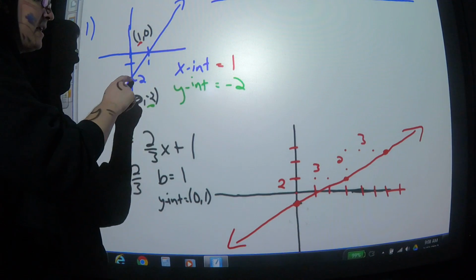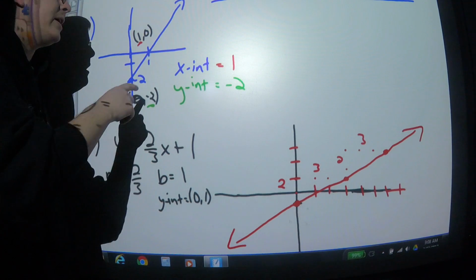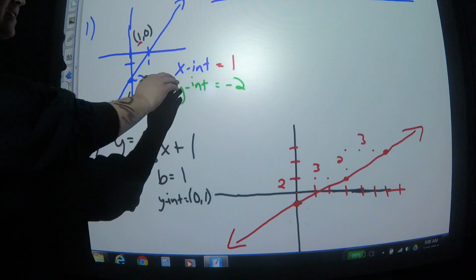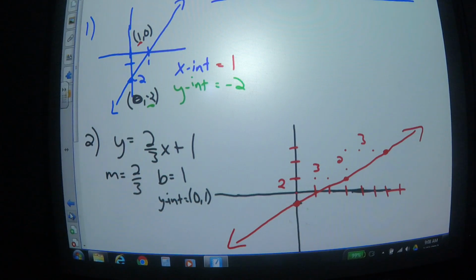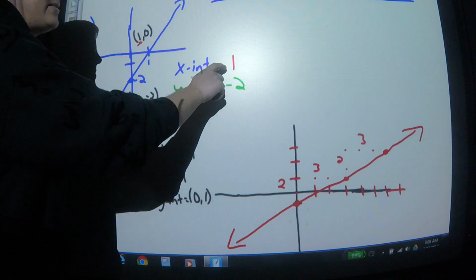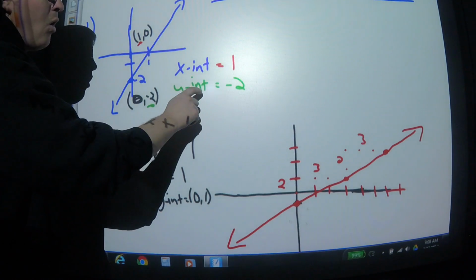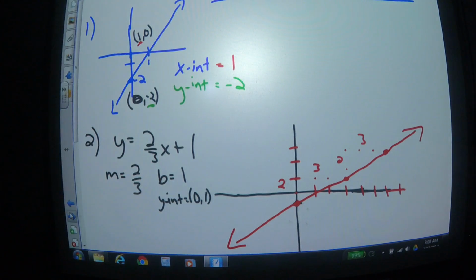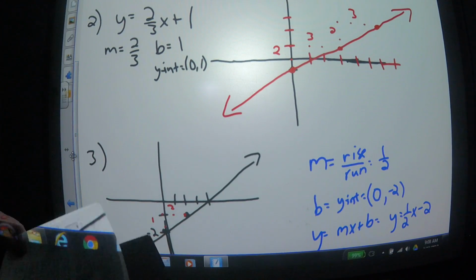The x-intercept, notice it crosses at +1 on the x line. So that must mean that the point is (1, 0). So your x-intercept is 1, your y-intercept is -2. It's the x-coordinate of where it crosses the x-axis, and this is the y-coordinate of where it crosses the y-axis. Okay? With that said, moving to number 2.